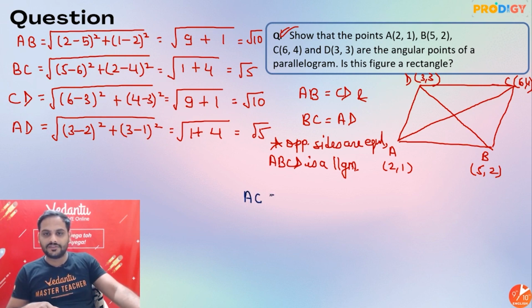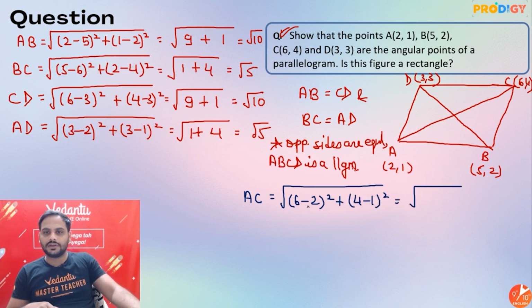So what will be AC? AC will be square root of 6 minus 2 whole square plus 4 minus 1 whole square. So 6 minus 2 is 4, 4 square is 16, 4 minus 1 is 3, 3 square is 9, which is 5 units. Let's find out BD.